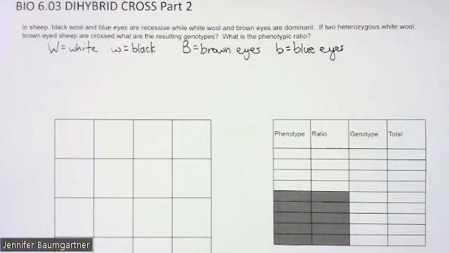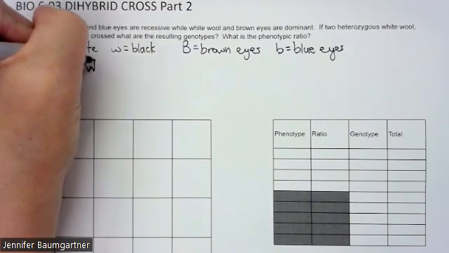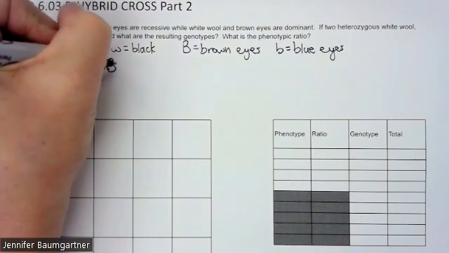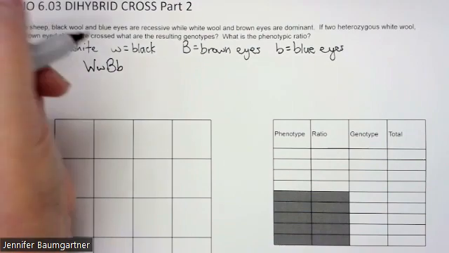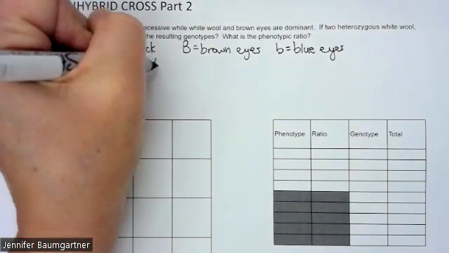So I guess I should say before we do our genotypes, we have to determine what our alleles are going to be. So if we have a white-wooled, brown-eyed heterozygous sheep, that's going to be capital W, lowercase w, capital B, lowercase b. And our cross is with another sheep that has the same genotype.